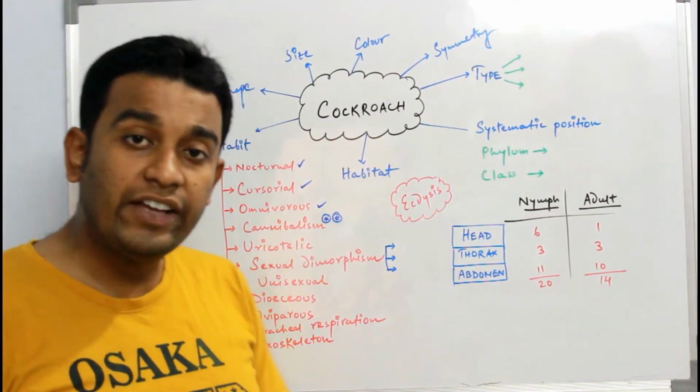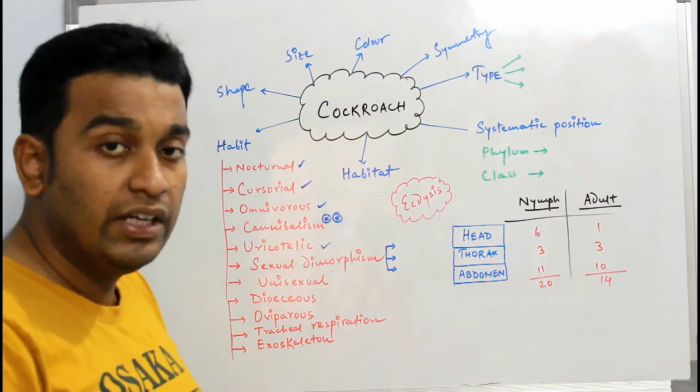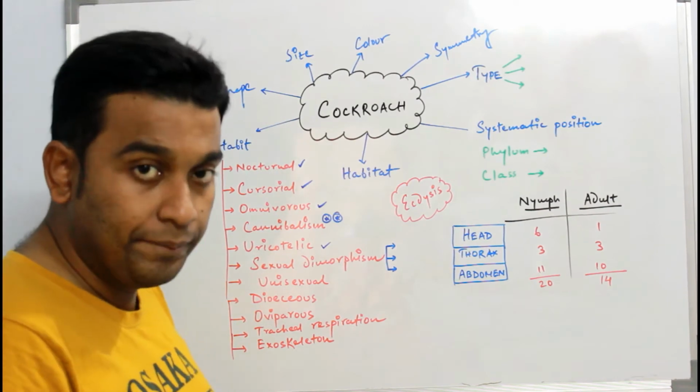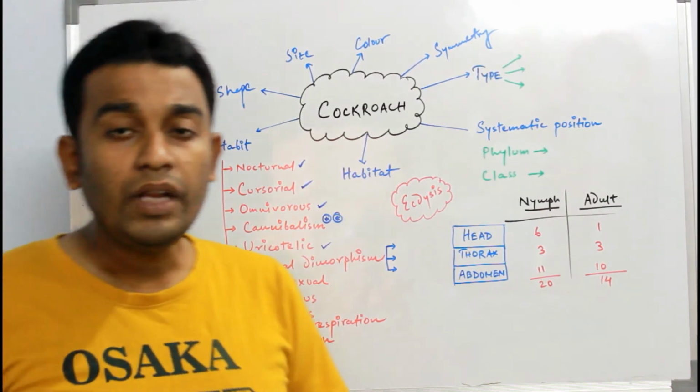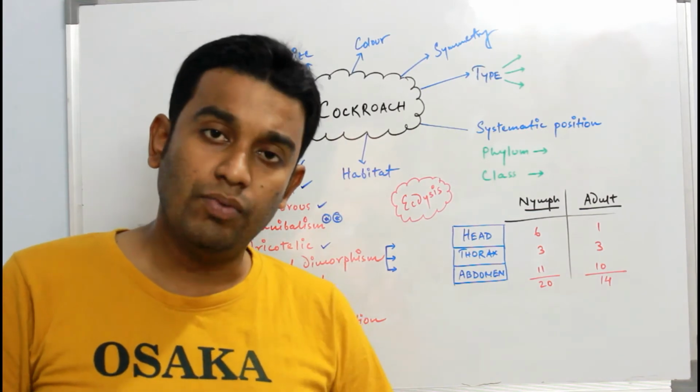If you talk about the excretion, the mode of excretion, definitely they are uricotelic in nature. That means their chief excretory product will be uric acid. And if you remember, uric acid requires the least amount of water to be excreted out of the body.